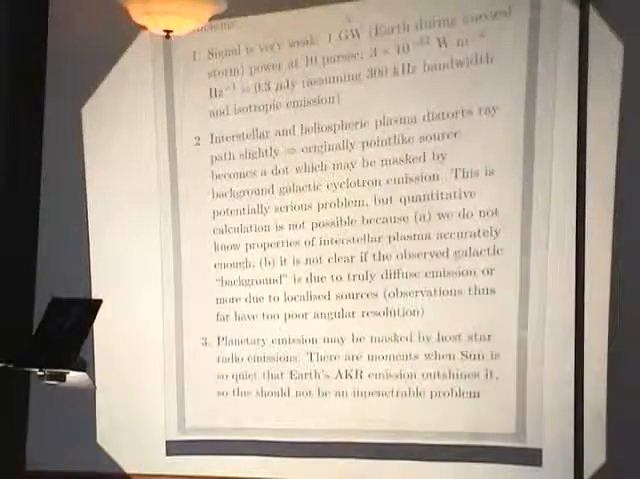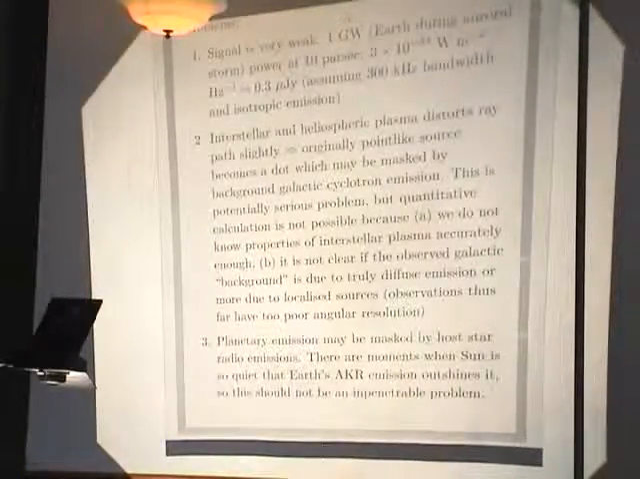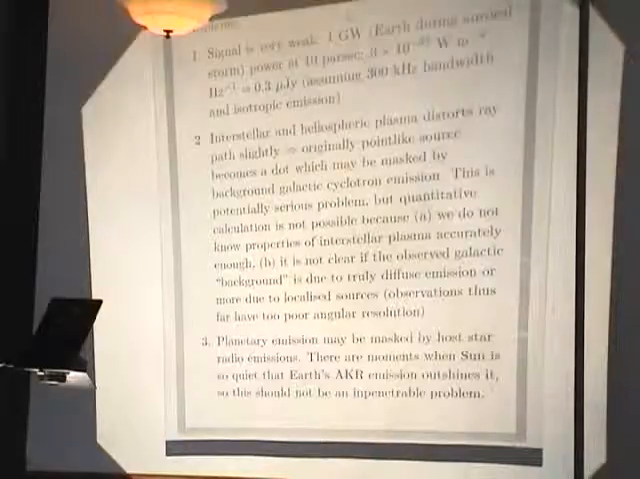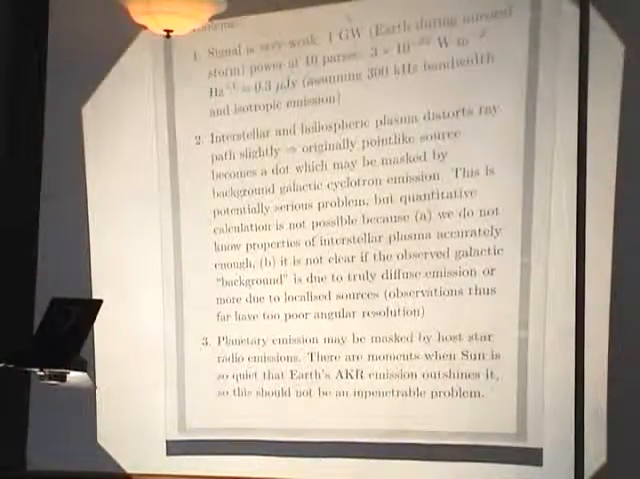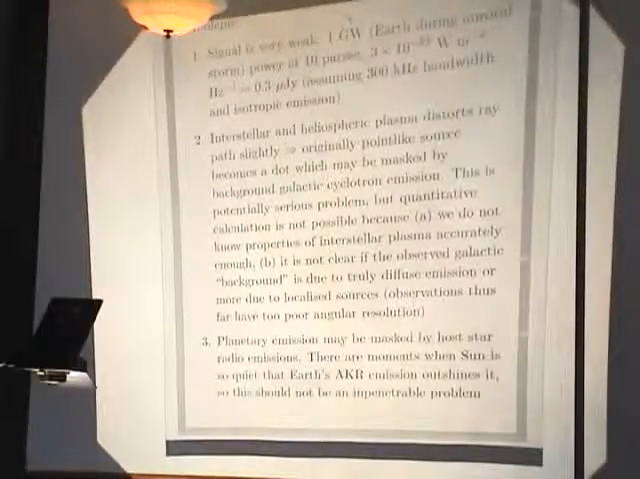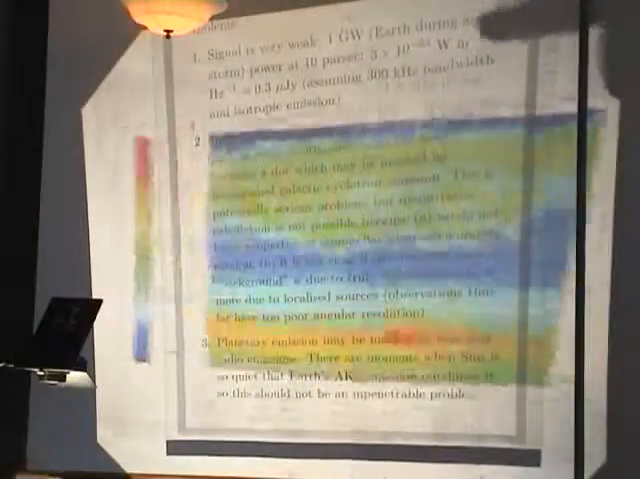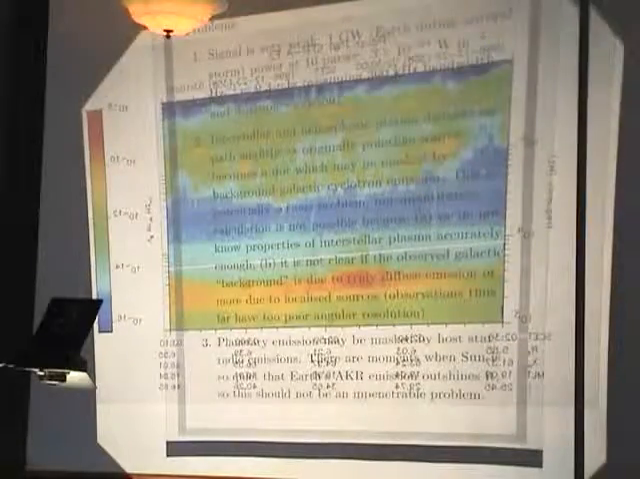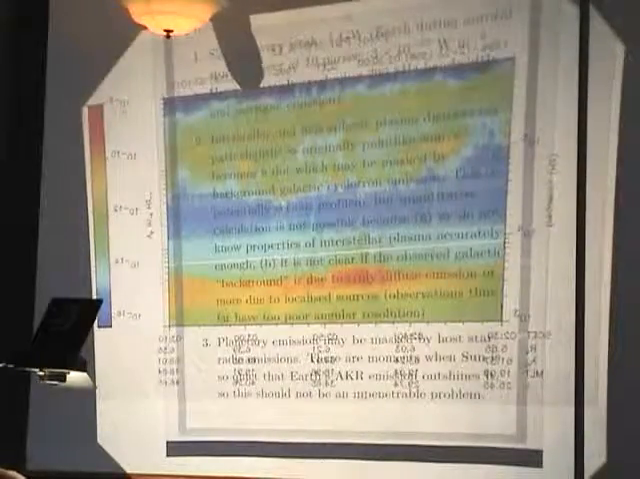The third problem is that, of course, the host star is also active in the radio range, as the sun is. But this is not a very big problem, because, at least in the case of the sun and the earth, there are moments when the earth actually is a brighter radio source than the sun. One example was this data that I showed. If one looks at the contrast in intensity between the AKR and the background, which is probably instrument noise in this case, the background gives an upper limit for the solar activity at this time.